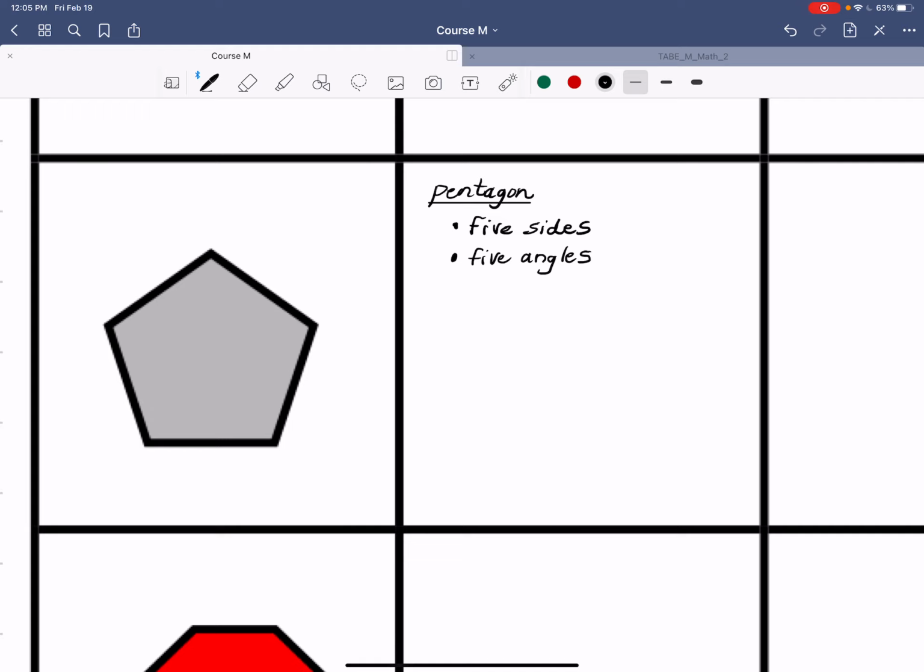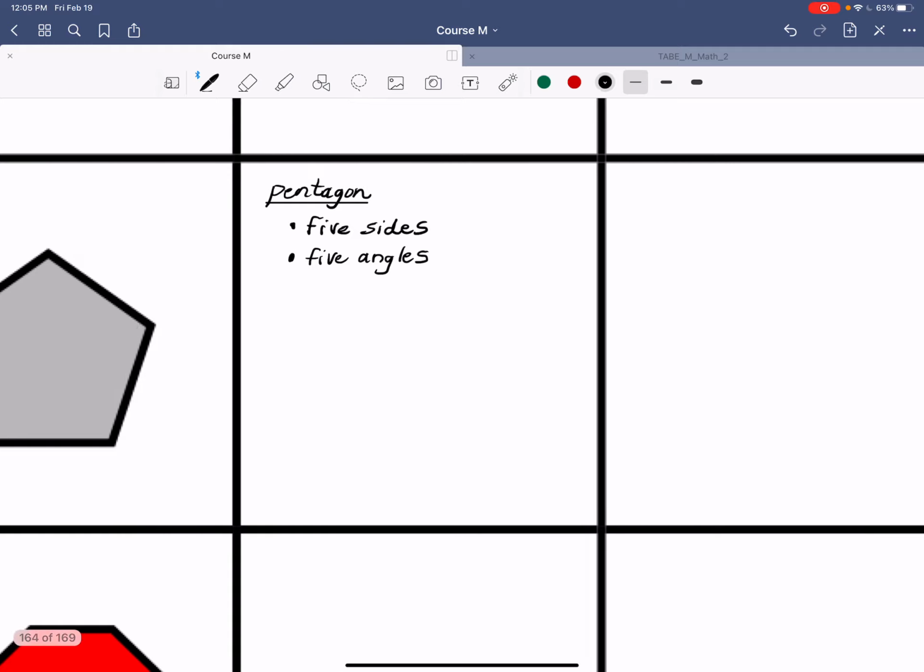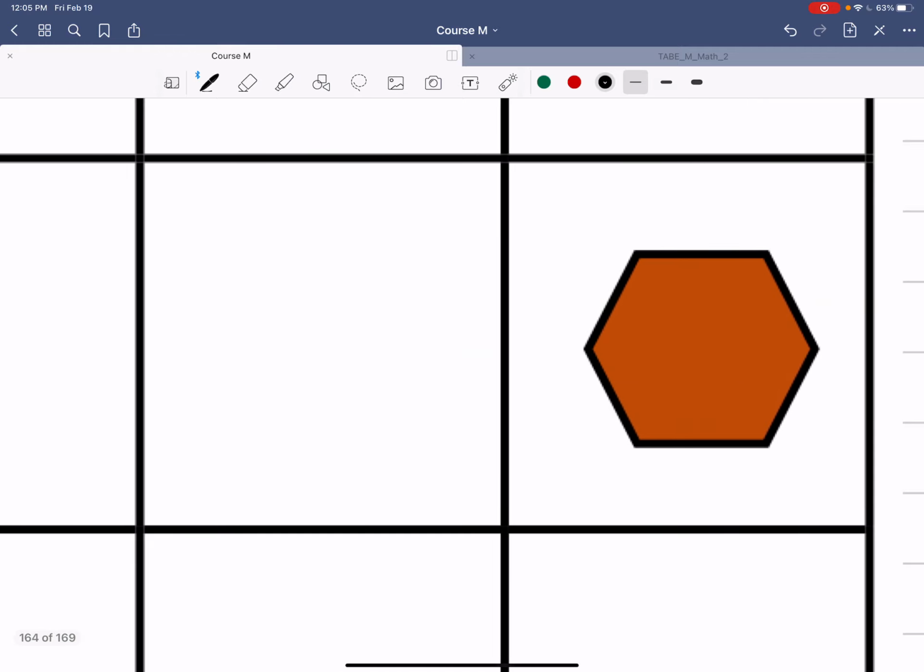And I'm not going to go into this one any further. I just wanted you to see the pentagon and know that it has 5 sides and 5 angles. Okay, so how about a hexagon? Hex has the letter X in it, just like the number 6. 6 hex. Hexagon has 6 sides. So how many angles will a hexagon have? 6 angles, 6 sides.